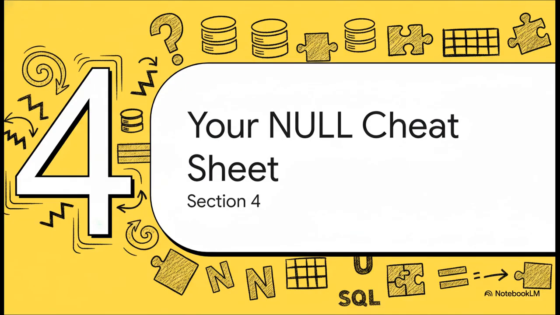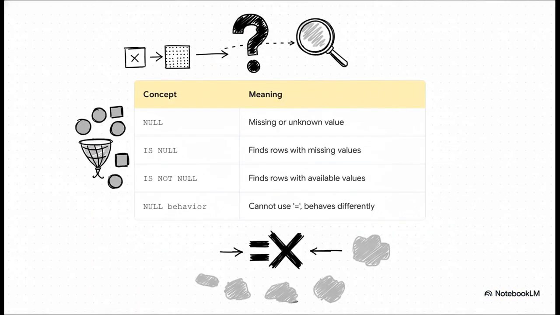Whew, we've covered a lot of ground, from the basic idea to the deeper logic. So let's wrap this all up with a simple little cheat sheet to help you remember the most important takeaways. So let's do a super quick recap. Remember, null just means unknown. To find it, you have to use is null. To find the things that aren't missing, you use is not null. And that golden rule, never ever use the equal sign, because comparing anything to an unknown is always unknown.